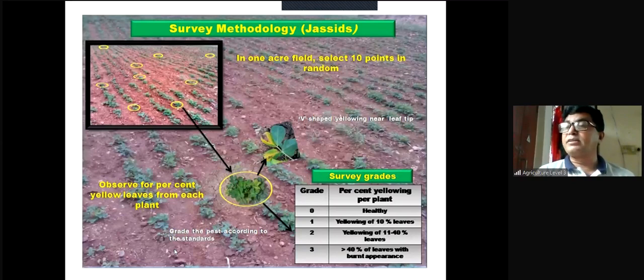Percentage yellowing per plant. Say for example, in a plant there are 5 leaves. Out of 5, if 2 leaves are yellow, it indicates 40%. When one leaf is yellow, it indicates 20%. So per plant, when there is no yellowing, it is called healthy, zero grade. When 10% leaves are infested, then grade 1. Yellowing of 11 to 40% leaves, then grade 2. More than 40% leaves with burned appearance, this is grade 3.